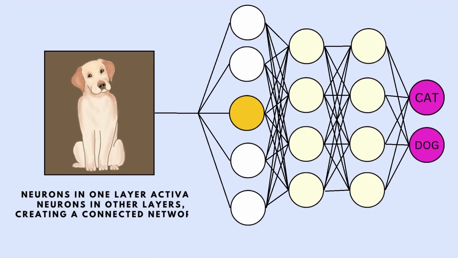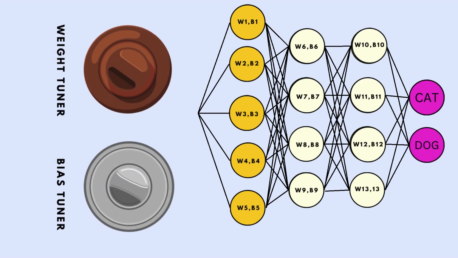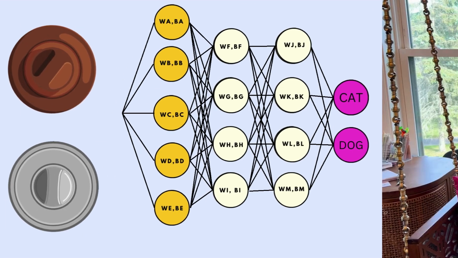Features from the original image cause neurons in one layer to activate neurons in other layers, creating a fully connected network where weights and biases can be adjusted to increase the accuracy of the model. And that's how CNNs work.